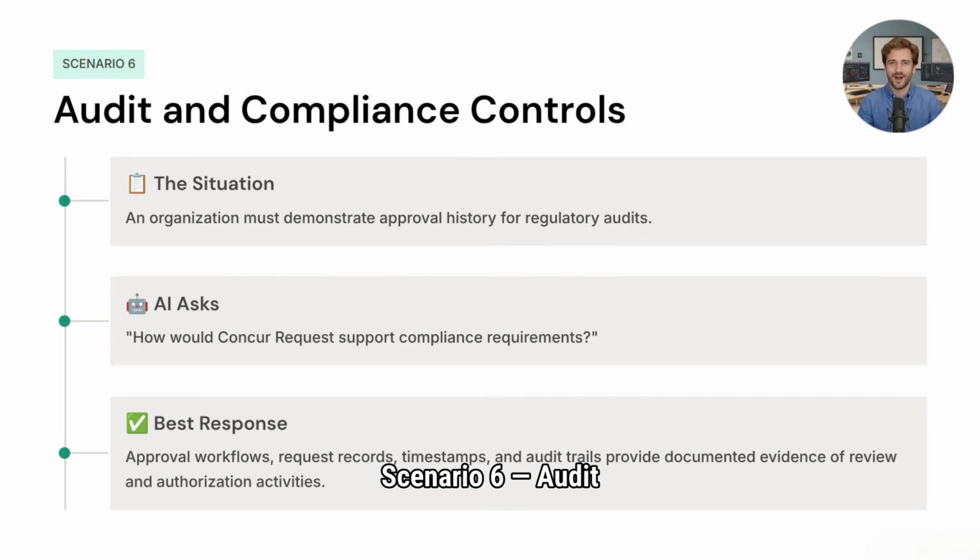Scenario 6: audit and compliance controls. Situation: an organization must demonstrate approval history for regulatory audits. AI stakeholder. Question: how would Concur Request support compliance requirements? Candidate answer: approval workflows, request records, timestamps, and audit trails provide documented evidence of review and authorization activities.